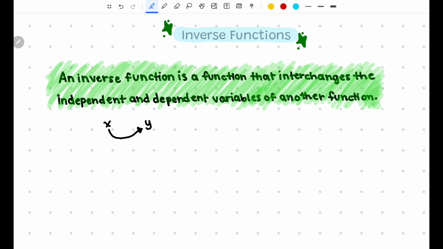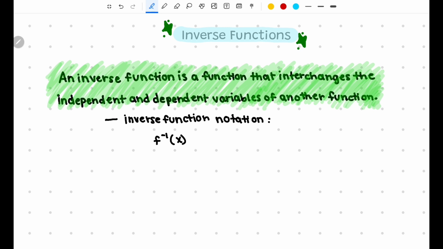Now we are going to switch the variables. Basically, we always solved for y when x was given. Now we're going to solve for x when y is given in the inverse functions.